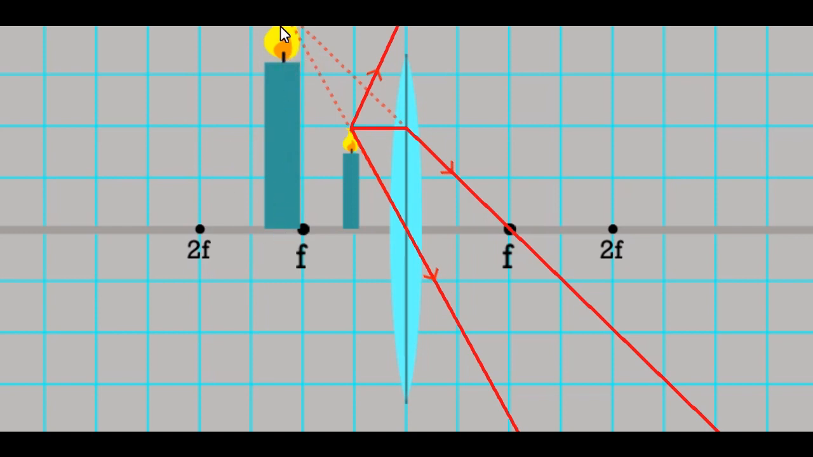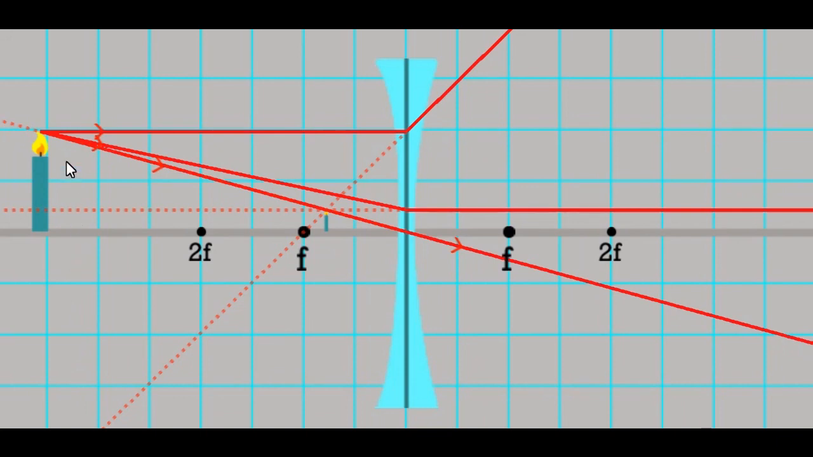So this image is erect, which means upright, and this is enlarged. The nature of the image is erect, virtual and extremely large compared to the size of the object. So this is the case when the object is placed between focus and optical center. The image is formed on the same side as the object, which means it is virtual, erect and extremely large.